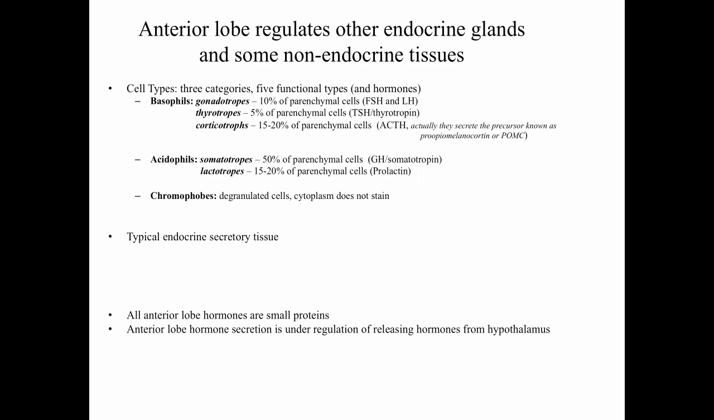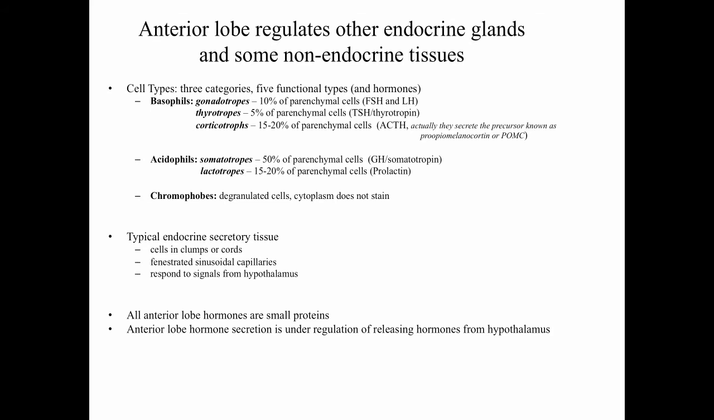The acidophils, which make up the vast majority of the parenchymal cells in the anterior pituitary, secrete growth hormone or somatotrophin, and then lactotrophs, maybe 15 to 20% of the parenchymal cells, secrete prolactin. Now, the chromophobes are degranulated cells. Their cytoplasm does not stain, so they're thought to be actually spent cells, either of the 2 categories, acidophils or basophils. The anterior pituitary, the cells are arranged as typical endocrine secretory tissue. They're in clumps or cords.